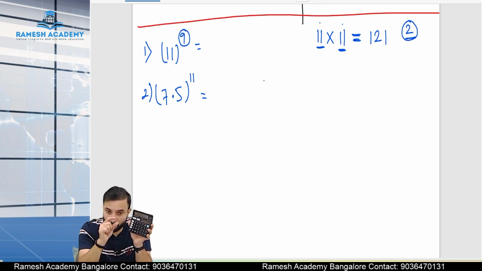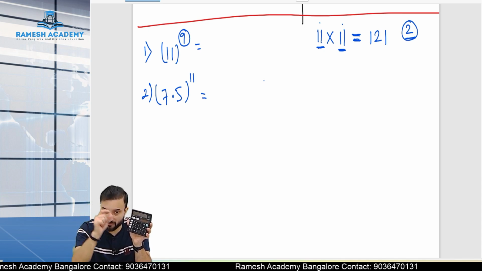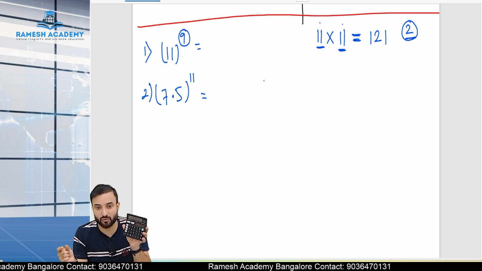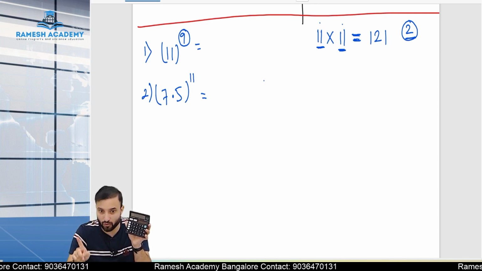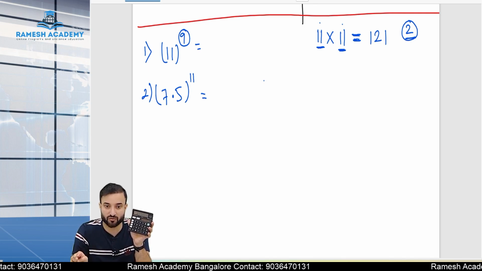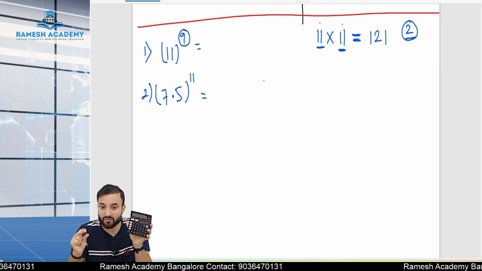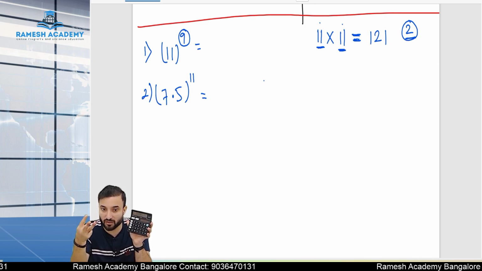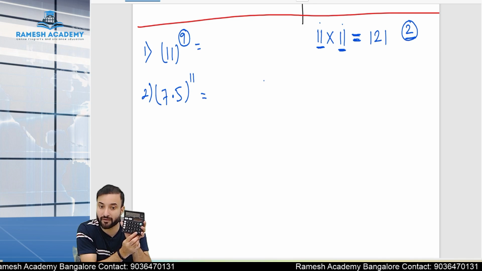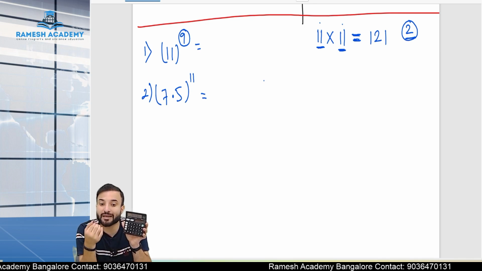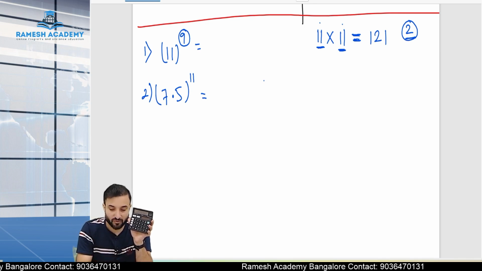Like suppose 7.5 power 11 means 7.5 into 7.5 equals to. How many times happened? 2 times. Then from the third time you start pressing the equal button: third, fourth, fifth, sixth, seventh, eighth, ninth, 10th, 11th. This is the easiest trick method.